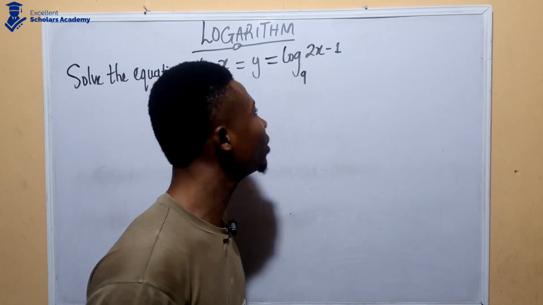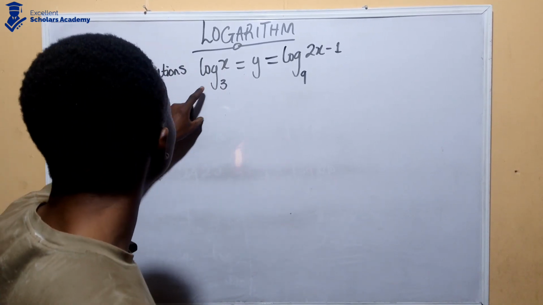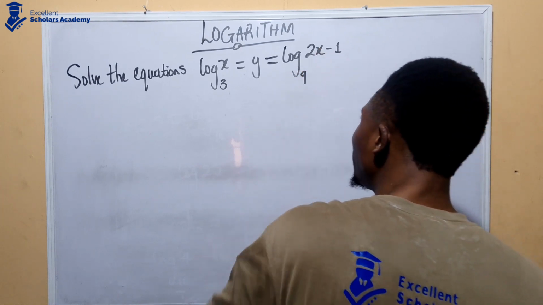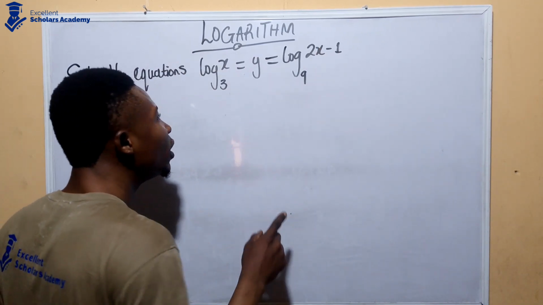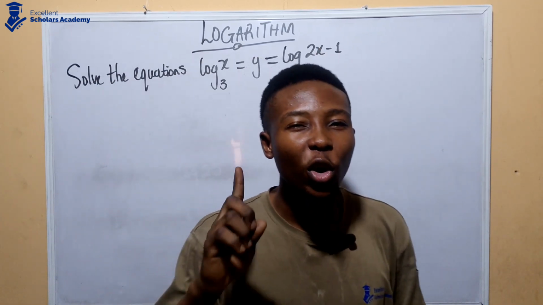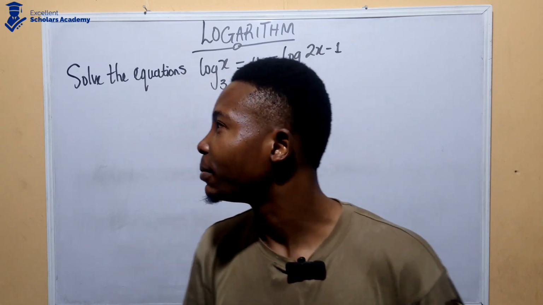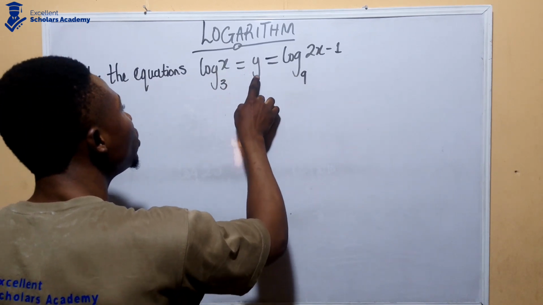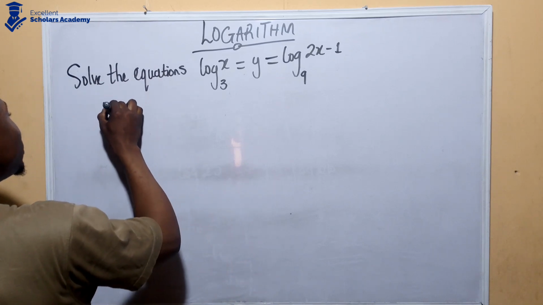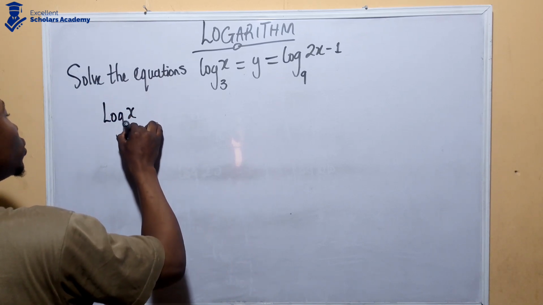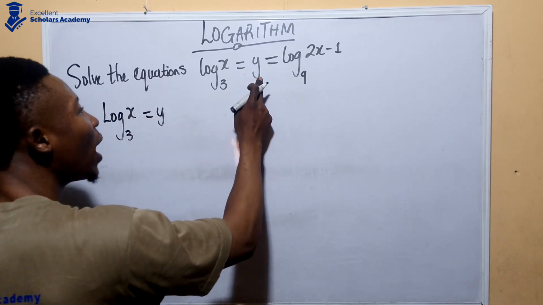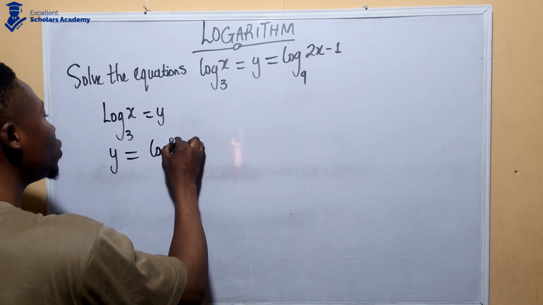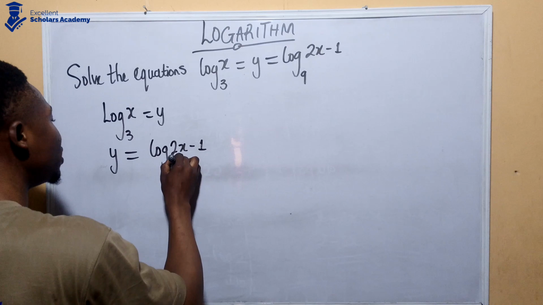In this question, we are asked to solve the equations log x base 3 is equal to y, which is equal to log of 2x minus 1 base 9. Of course, when they say solve the equation, we have to find the value of x and the value of y. So let's solve this. They said log x base 3 is equal to y, and also y is equal to log of 2x minus 1 base 9.